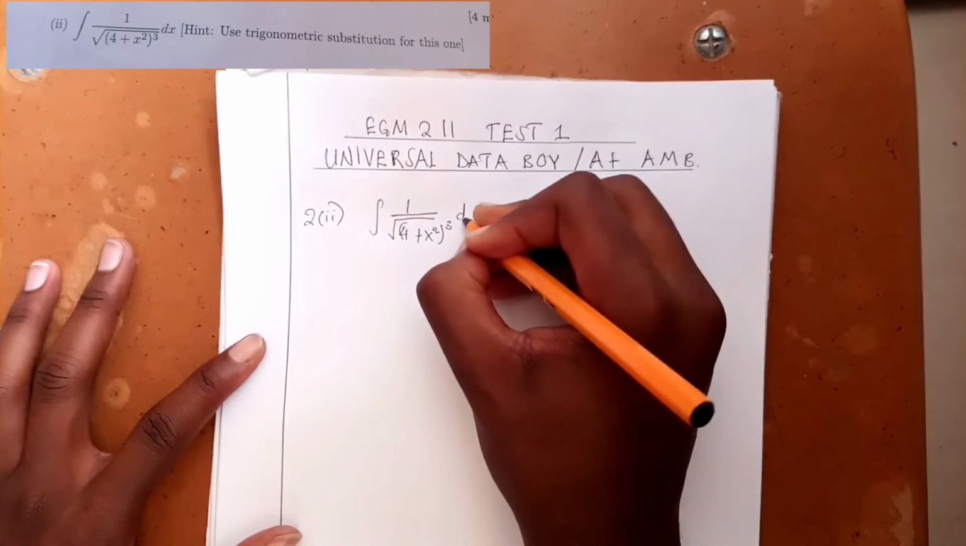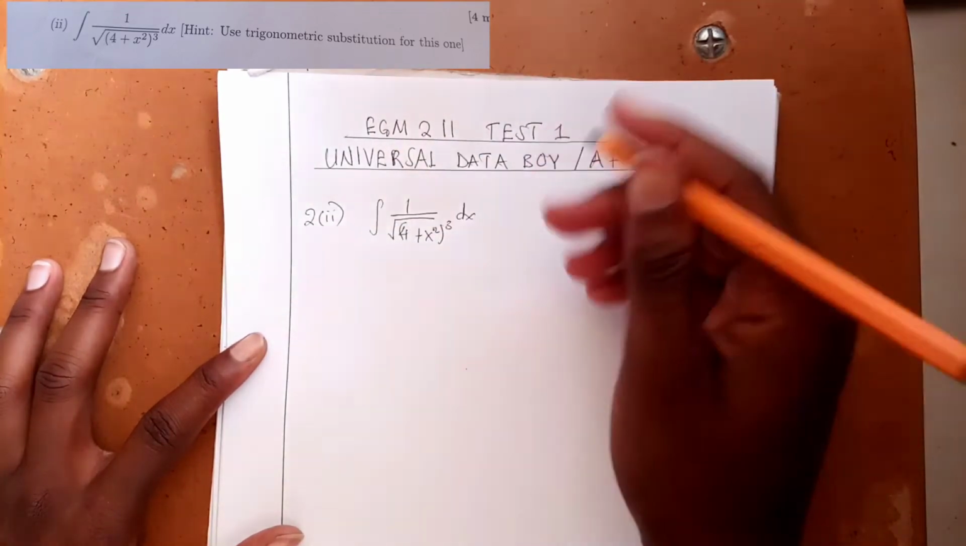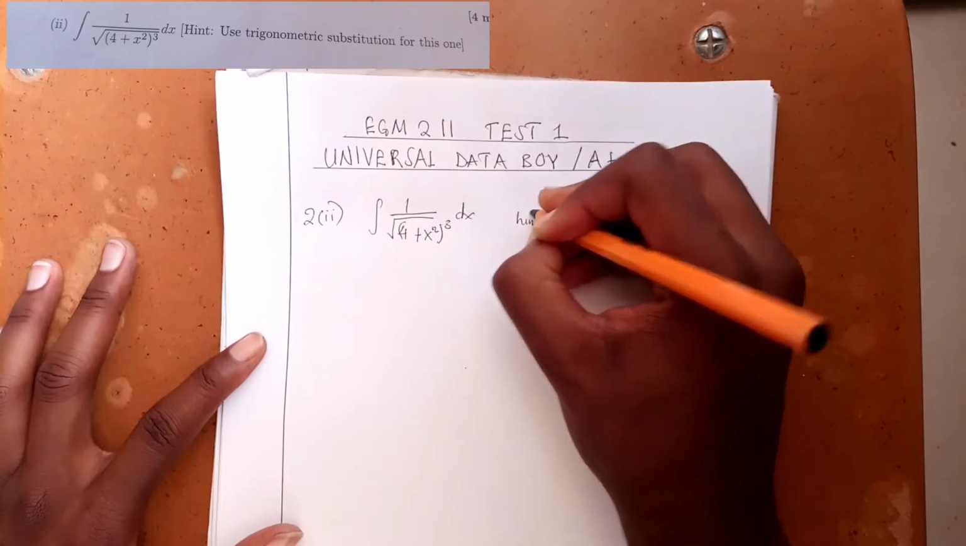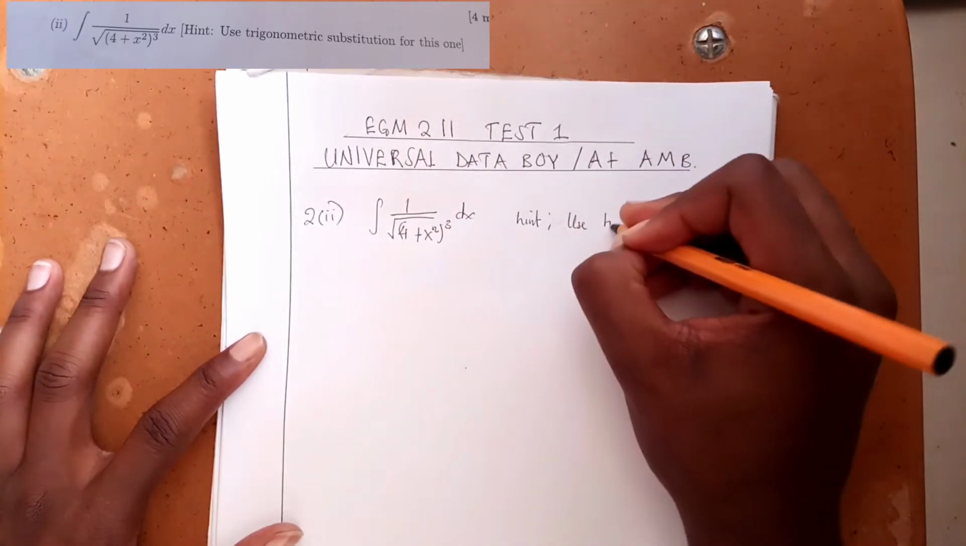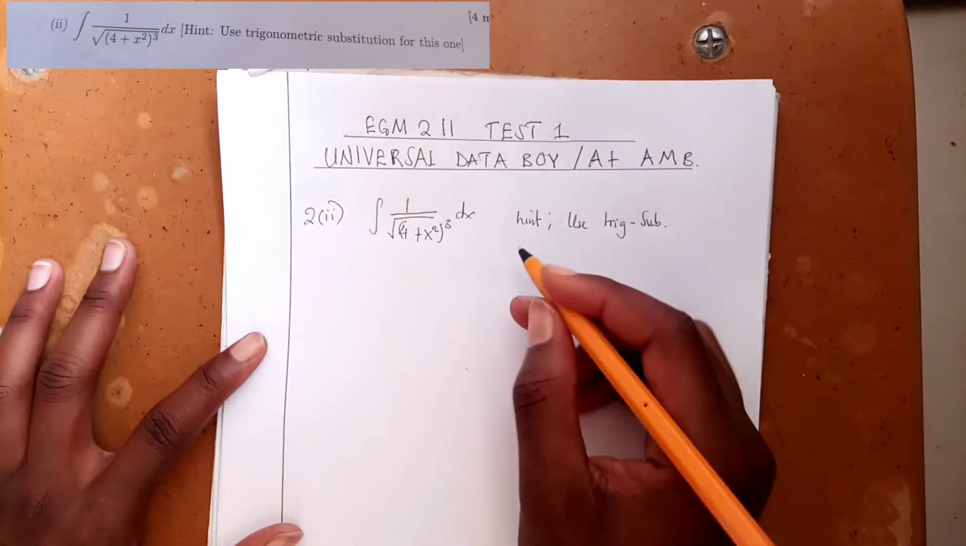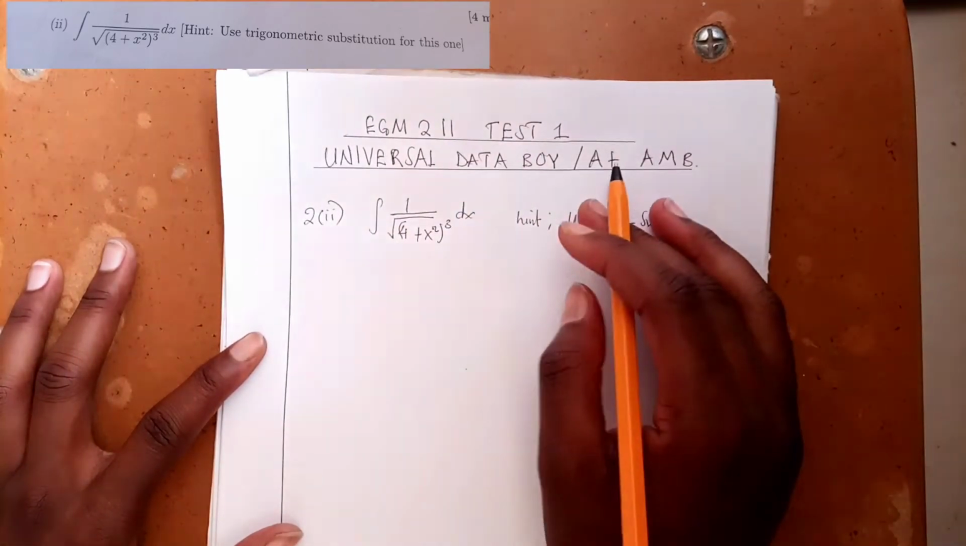to the power 3. So in the other question, we have to figure out what we're going to use, but in this question, we're being given a hint. We are being given a hint to say use trig sub. So you don't have to check which rule we are going to use.